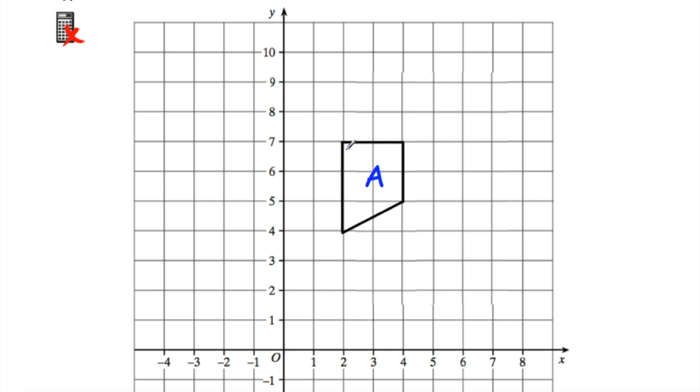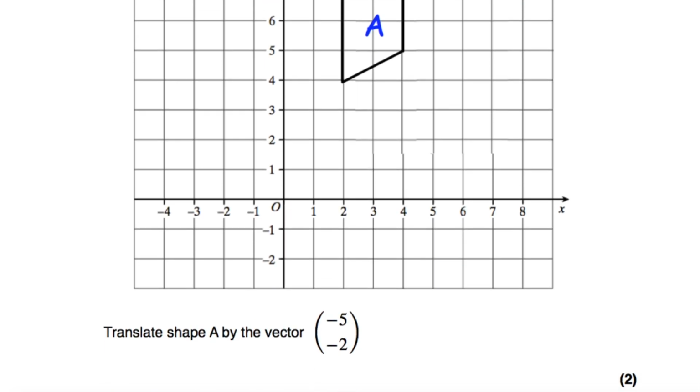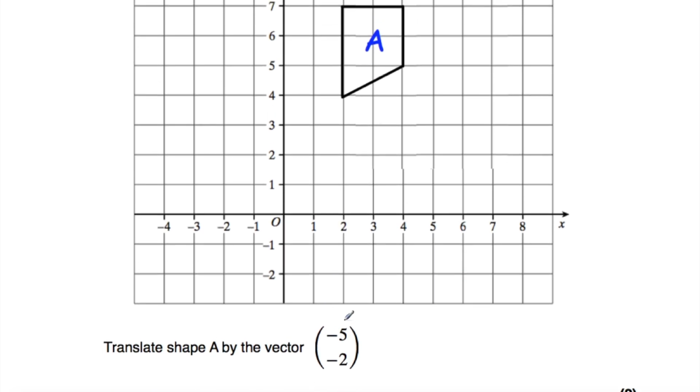This is a trapezium. You can see we've got a quadrilateral with one pair of parallel sides, the left-hand side and the right-hand side. And the question says to translate shape A, this trapezium, by -5, -2. So because it's negative, it's going to move to the left. So it's going to be 5 left, so 5 squares to the left. And then -2 will mean 2 down. So we're translating this shape 5 squares to the left and 2 squares down.